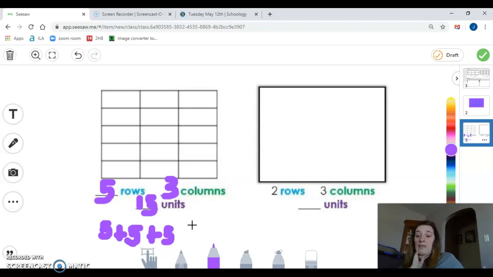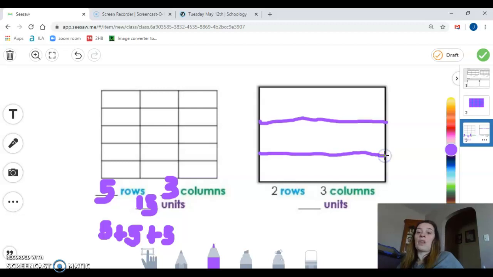But you also might have to do it where you have to make the rows and columns. So they want 2 rows, 2 side to side. We want to try to partition it as evenly and equally as possible. So I'm going to go here, and I am not good at making a straight line. You guys know that already. And then I'm going to go here. 2 rows. And then I need 3 columns. So I need to go 3 up and down.